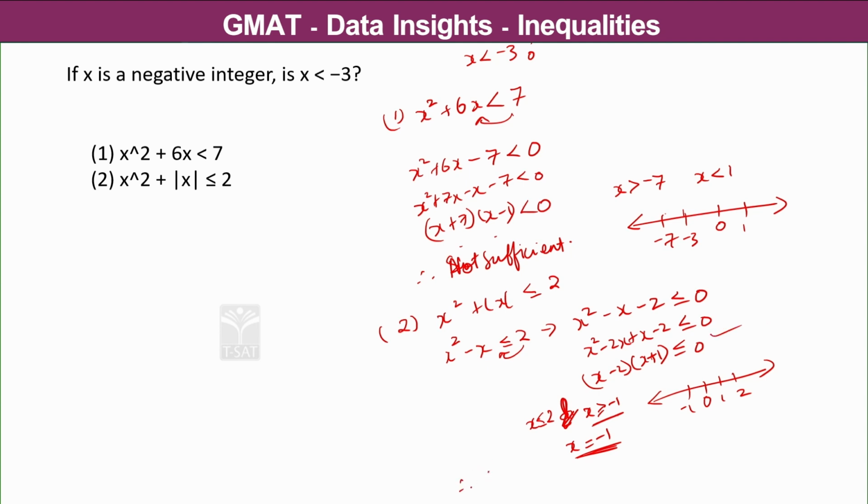Thus this means that x is not less than minus 3, it is greater than minus 3, it's equal to minus 1, so this information is sufficient to answer the question asked. Therefore, the answer is option B, where statement 1 alone is not sufficient, but statement 2 alone is sufficient to answer the question.